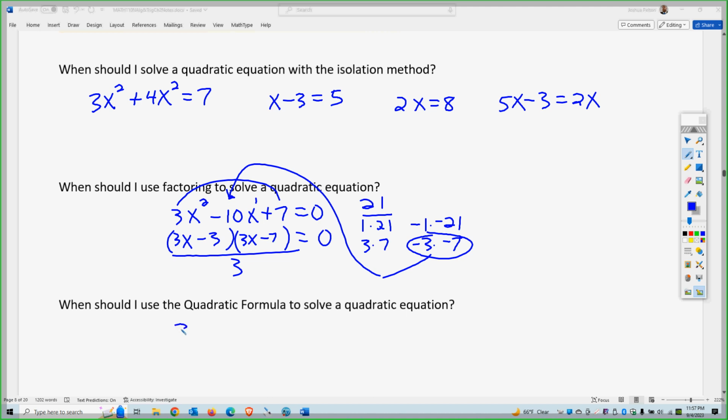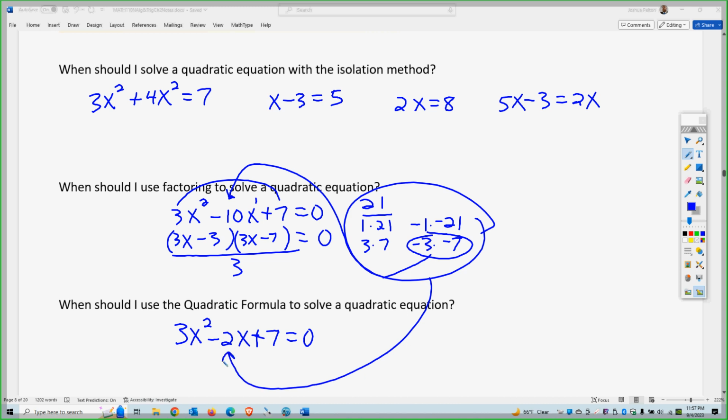If I had something very similar, 3x squared minus 2x plus 7. So very similar problem, but I only changed the middle, right? Okay. None of those give me negative 2, which means I must use the quadratic formula, right? x equals negative b plus or minus the square root of b squared minus 4ac all over 2a. And I'll either get two irrational or two imaginary solutions. That's the only possible outcome. Okay, that gives you the outline of the solving methods you should use.